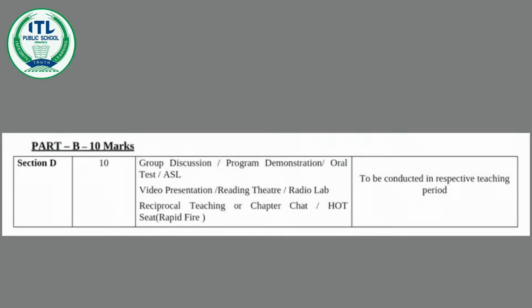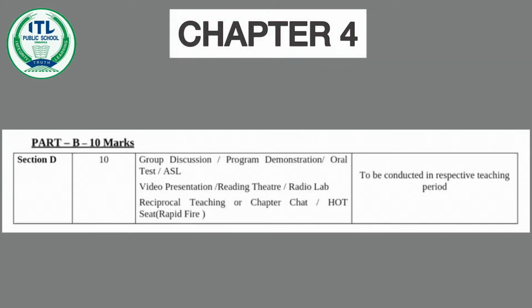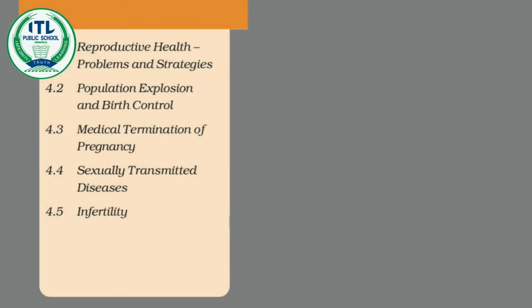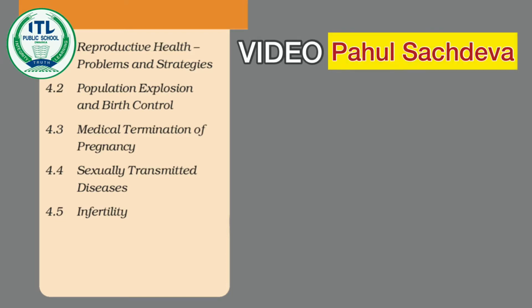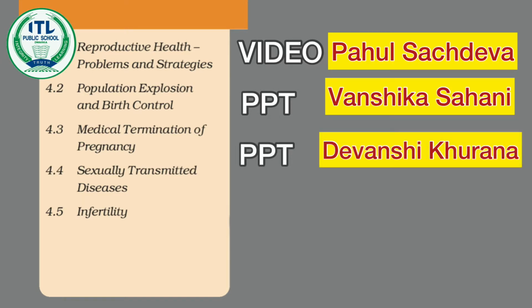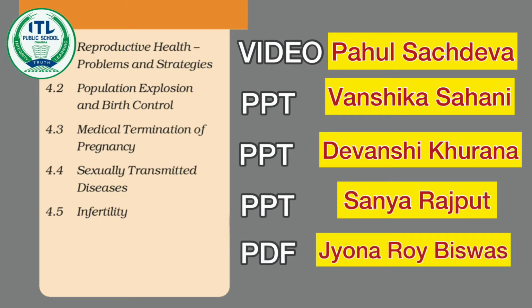Namaskar. Today, as part of Section D of Periodic Test 1, we will be summarizing Chapter 4, Reproductive Health for Reciprocal Teaching. Before we distribute the chapter into 5 broad subtopics that examine the problems and strategies of reproductive health, video by Pahul Sachdeva, population explosion and birth control, PowerPoint presentation by Vanshika Sahani, medical termination of pregnancy and sexually transmitted diseases, animated slides by Devanshi Khurana, infertility, animated slides by Sana Rajput, and case study by Jonah Roy Biswas.